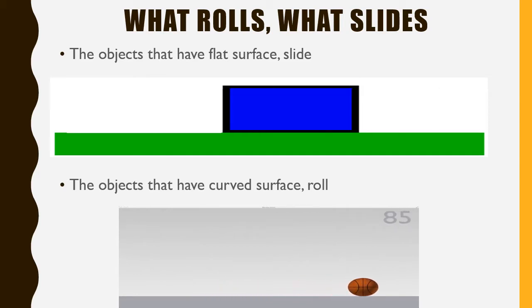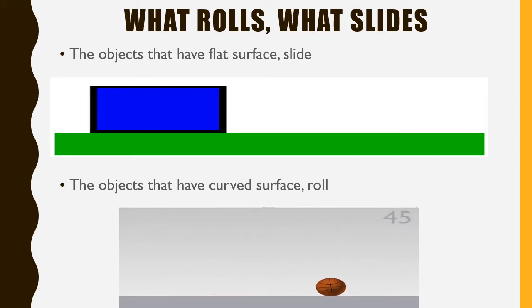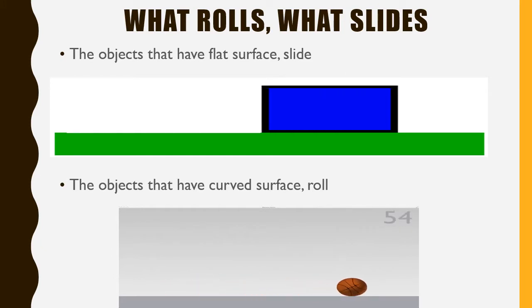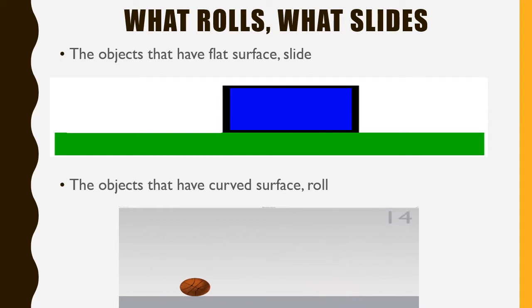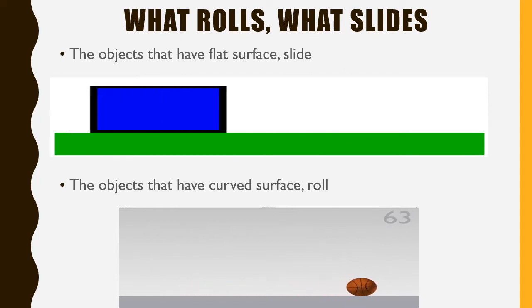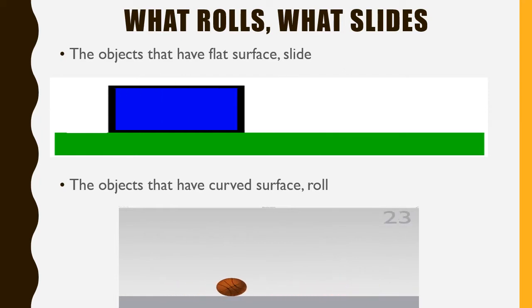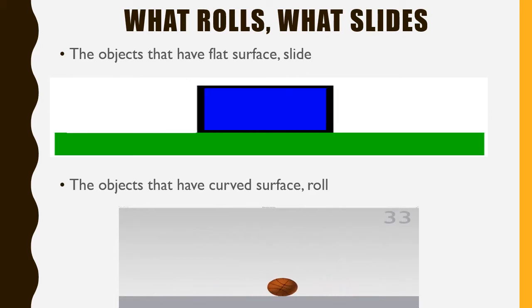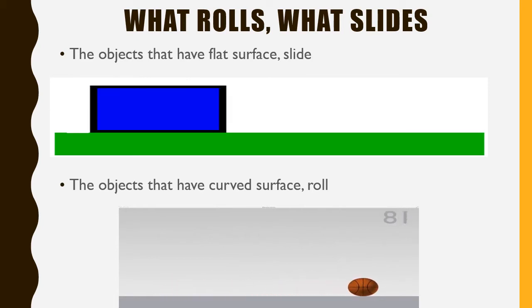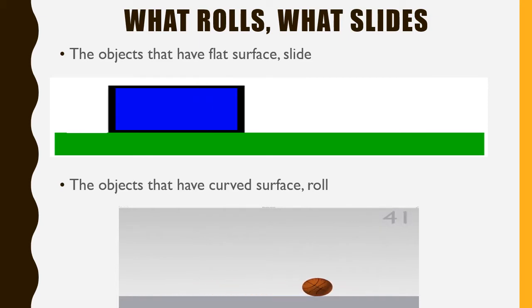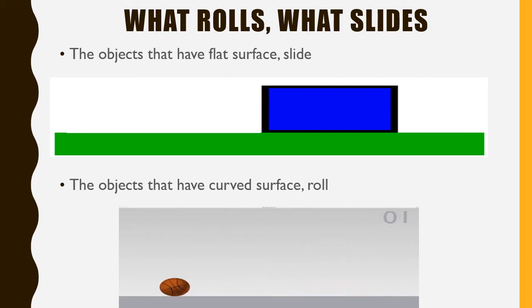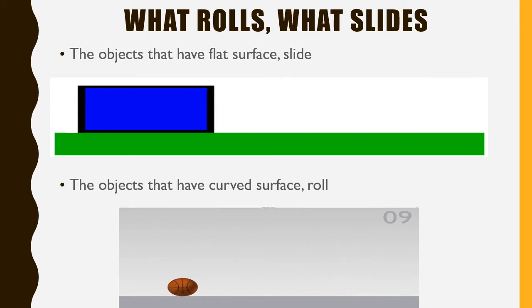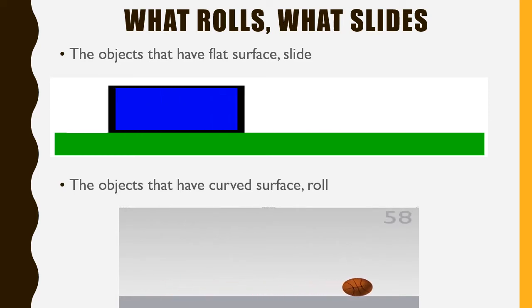But if you see the second picture, this is a ball and this ball is spherical in shape. It's like a sphere. And we have already learnt that a sphere has only a curved surface. So it rolls. So all the objects that have a curved surface, they roll. And the objects that have a flat surface slide.